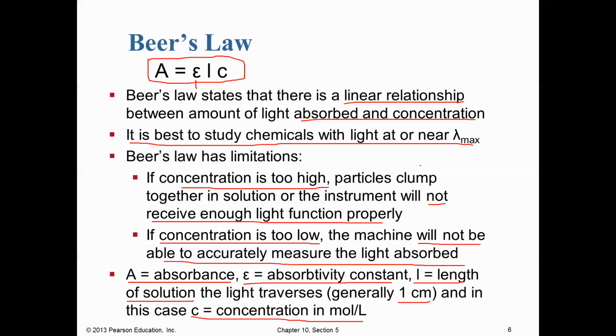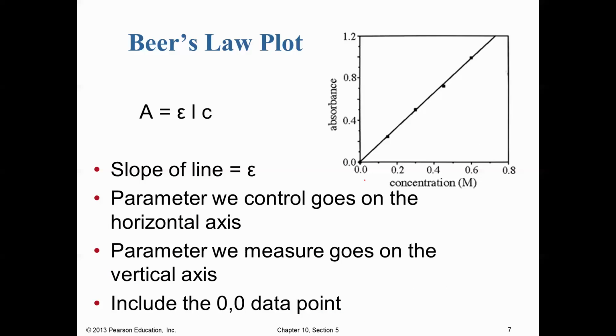All right, welcome to part 2 of our spectroscopy lab video. So let's continue our talk about Beer's law. We talked about the fact that there is a linear relationship, and here is our equation. A again is our absorbance, and C is our concentration, usually in moles per liter. And epsilon and L are constants.